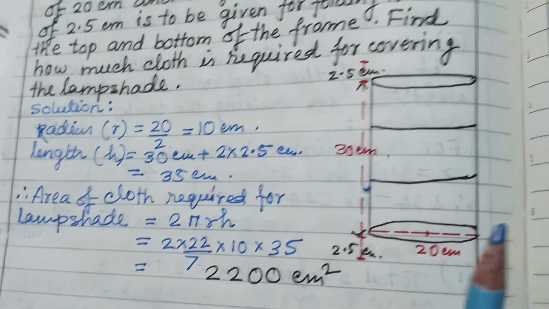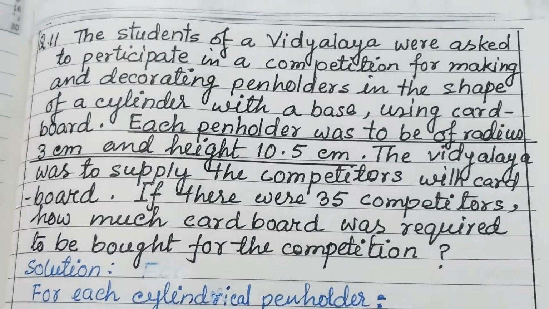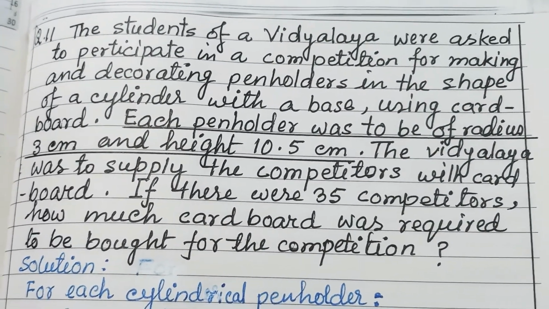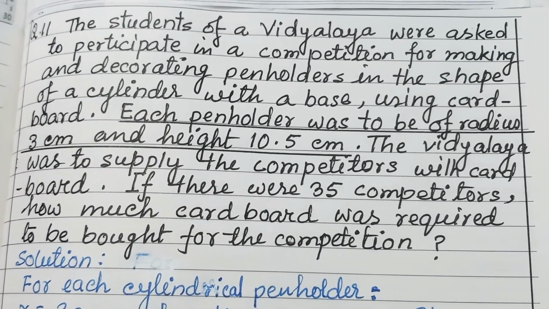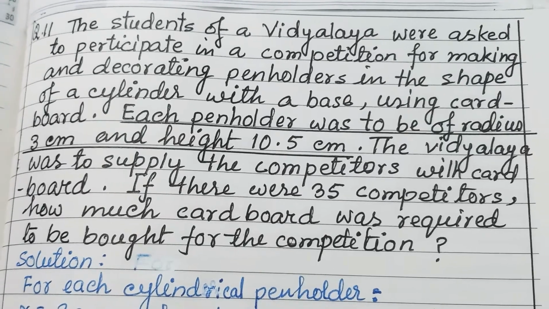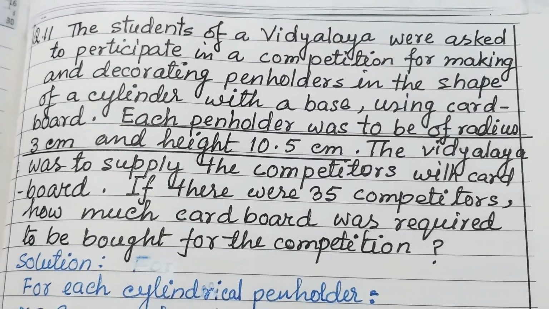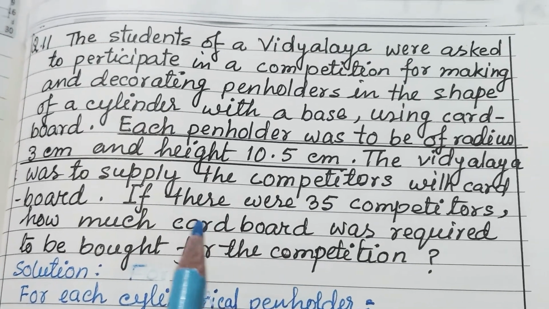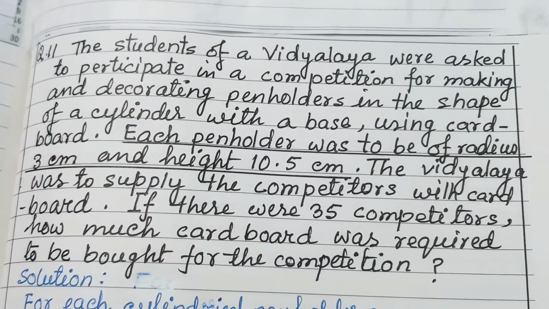Okay. Next question is question number 11 and it is the last question. It's a very easy chapter. The students of a Vidyalaya were asked to participate in a competition for making and decorating pen holders in the shape of a cylinder with a base, using cardboard.